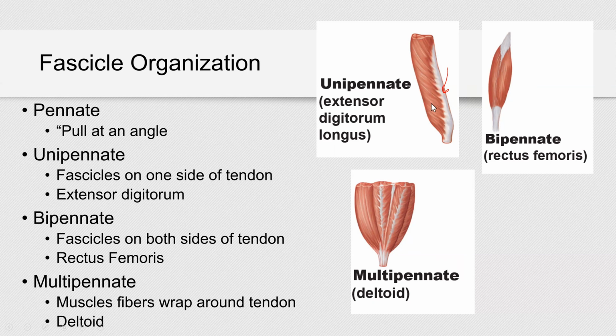Now, if you have bipennate muscles, rectus femoris, for example, then we have fascicles on both sides of the tendon. So again, we have the tendon in the middle, right? And we have fascicles on both sides, and in multipennate muscles, fibers wrap around the tendon. So deltoid would be an example.